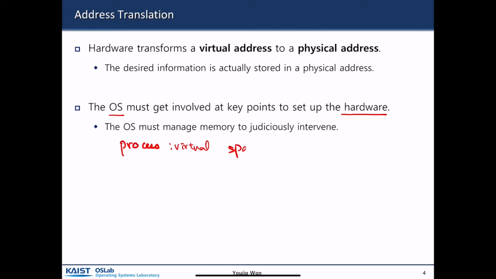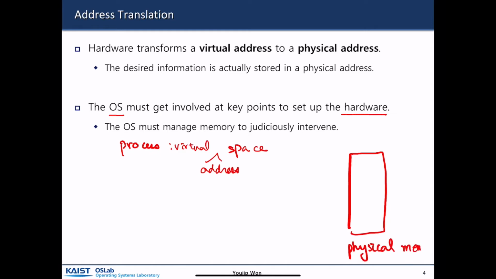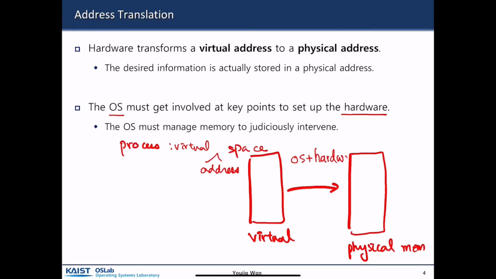However, all the contents, all variables, pointers, strings, and everything are stored in physical DRAM. So everything is stored in physical memory. However, the process address space is virtual. So we have to have a mechanism that transforms a virtual space to the physical space. The address translation is performed through the collaboration between the operating system and hardware. And we are going to deal with what each of these are.